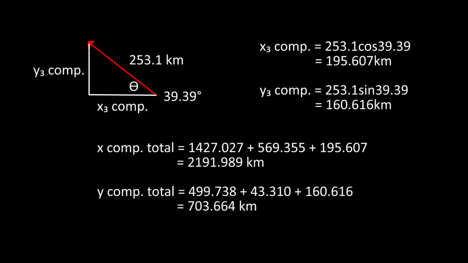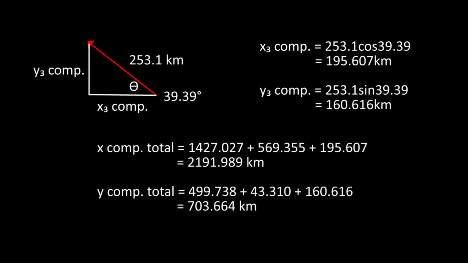On to our last displacement vector, displacement number 3, which is 253.1 kilometers with an angle of 39.39 degrees west to north. X component we're going to use cosine once again, and y component we're going to use sine. Put it into our calculator, 253.1 cosine 39.39 is going to give us 195.607 kilometers. And for our y component, 253.1 sine 39.39 is going to give us 160.616 kilometers.